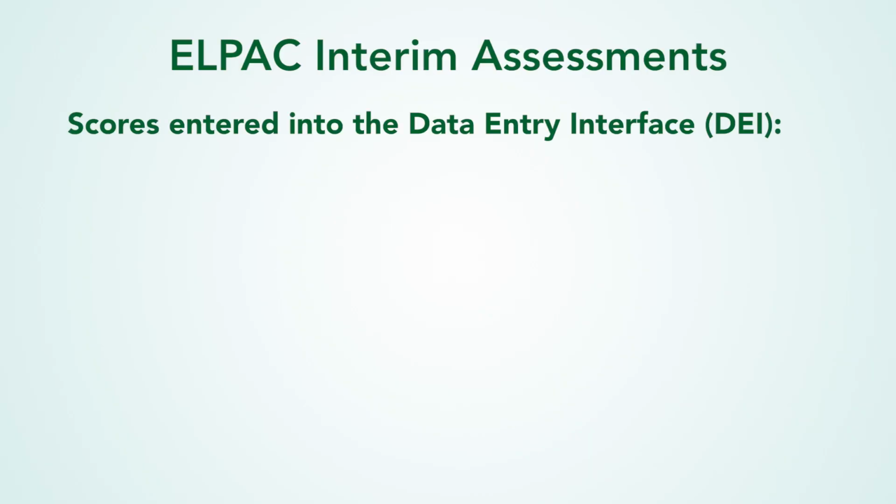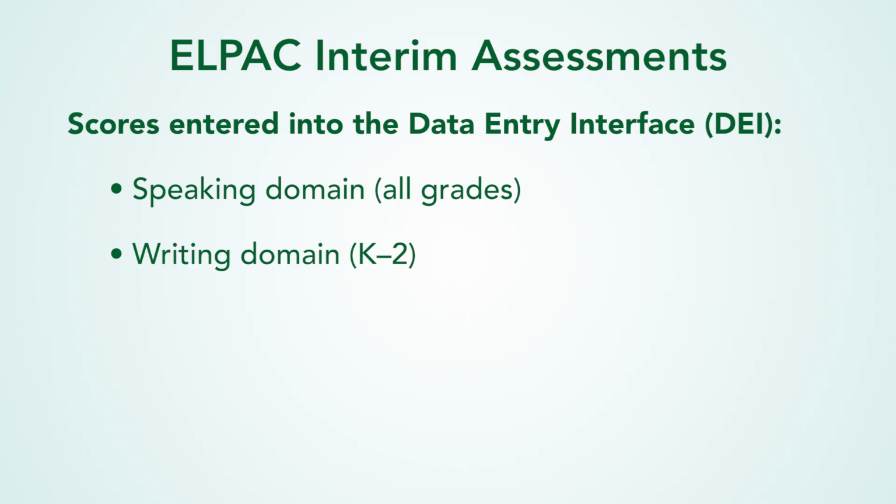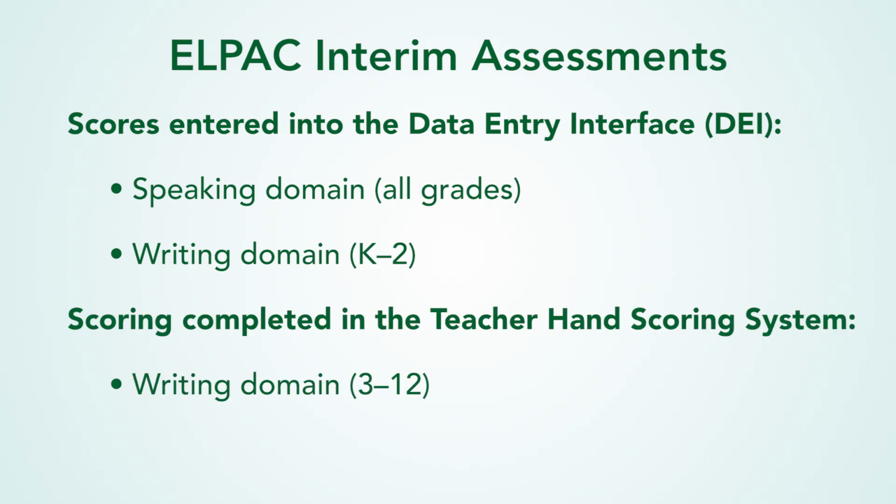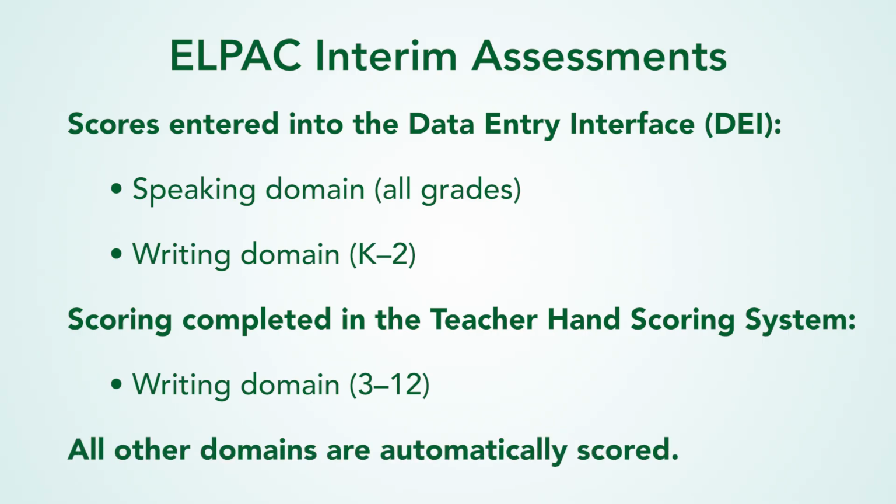Also, the ELPAC interim assessments may have different scoring options for certain domains. The speaking domain for all grades and the writing domain for kindergarten through grade 2 require that scores be entered into the Data Entry Interface, or DEI. Only the writing domain for grades 3 through 12 will be scored in the teacher hand scoring system as covered in this video. All other domains are automatically scored. You can find information about entering scores into the DEI in another video in this series.